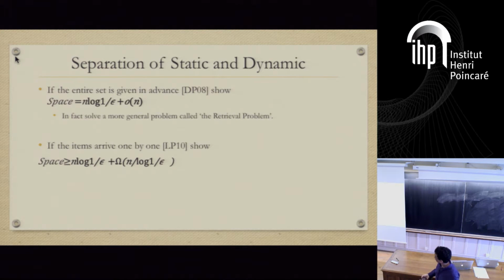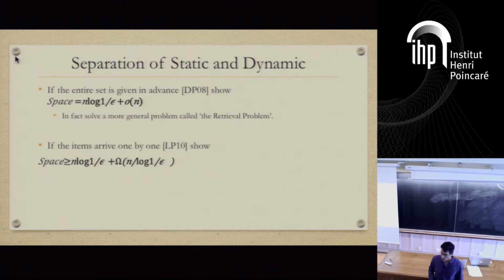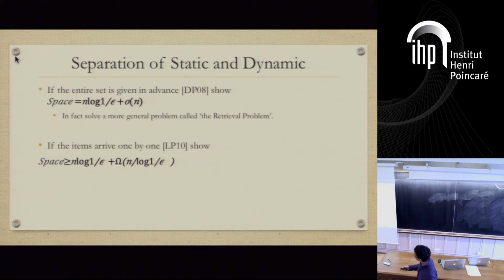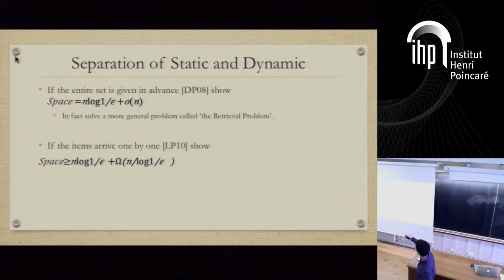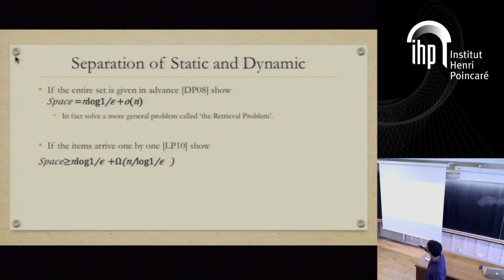And in STOC 2010, Lovett and Porat showed that if the items show up one by one, so we don't get all the items in advance so that we can build this machinery to place them with a perfect hash function, then the lower bound is in fact n log 1 over epsilon plus, say, omega of some function of n and epsilon. So the exact function is not really important.